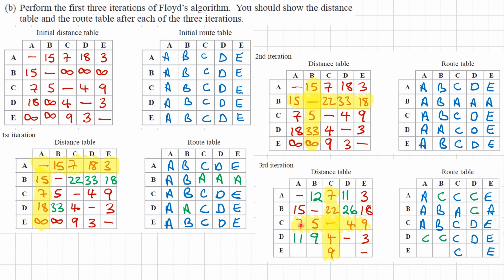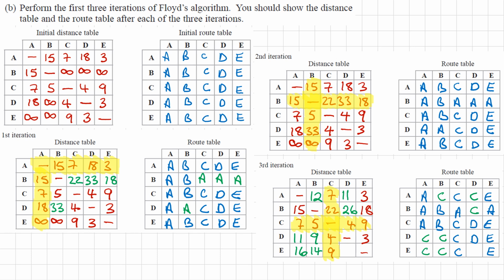Bottom row, 7 plus 9 is 16, that's less than infinity, so a change to the value and a change to the letter. Here, 5 plus 9, 14, less than infinity, so a change to the value, a change to the letter. Let's be consistent, that letter there, first C, should be in green as well.